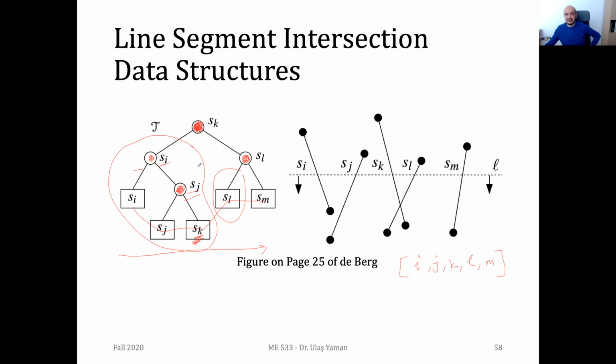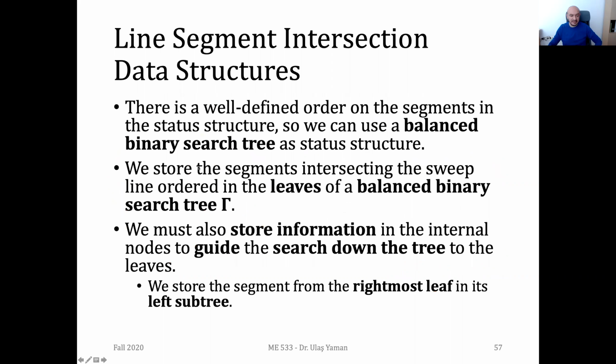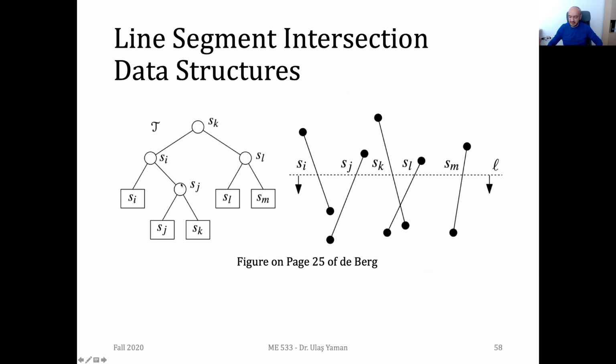Any questions, guys, about this rule? It's a bit complicated, but fundamentally, we are only using this rule. We are storing the segments from the rightmost leaf in its left subtree. So this is the left subtree of the topmost internal node, and the rightmost leaf is SK. And that's why SK is stored here. Okay.